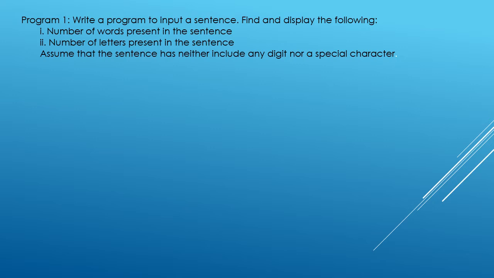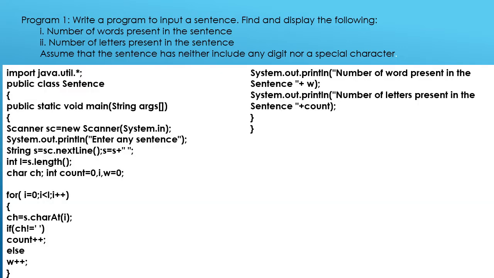Write a program to input a sentence, find and display the following: first, the number of words present in the sentence, and second, the number of letters present in the sentence. Assume that the sentence includes neither any digit nor any special character. The program follows: import java.util, which is used to import the Java utility package.